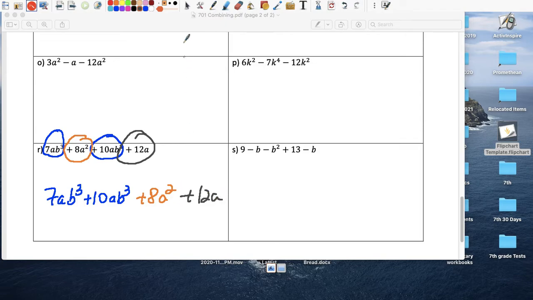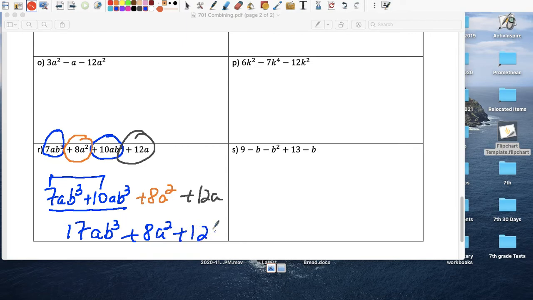So notice that we have not too much to do in this question. The only terms we're combining are these ones. So it's ab to the third power. And what's 7 plus 10? 17. And the rest we just copy, because they don't combine with anything.